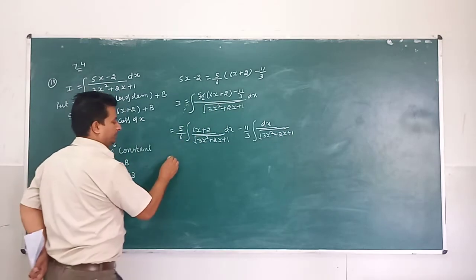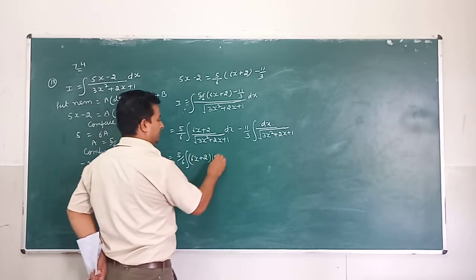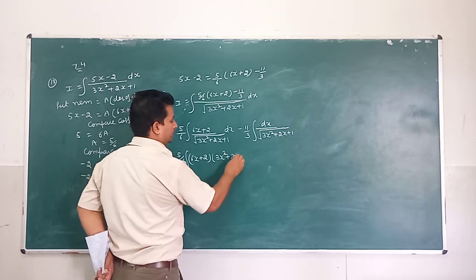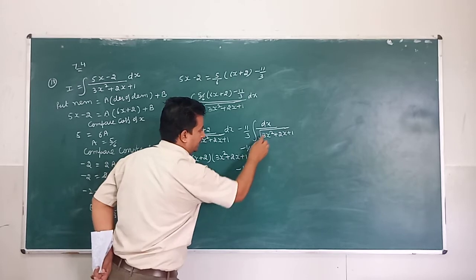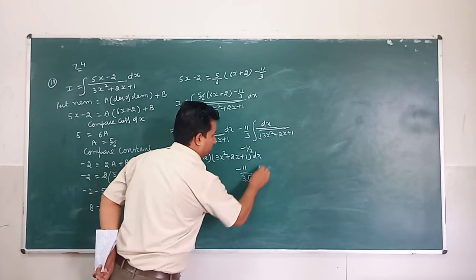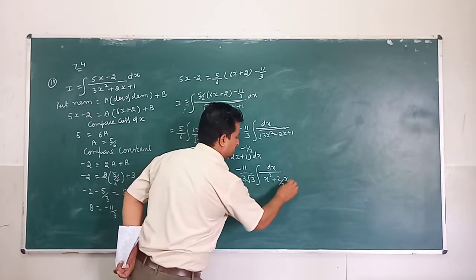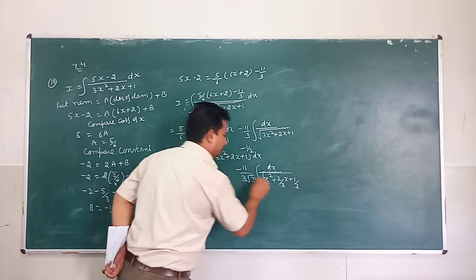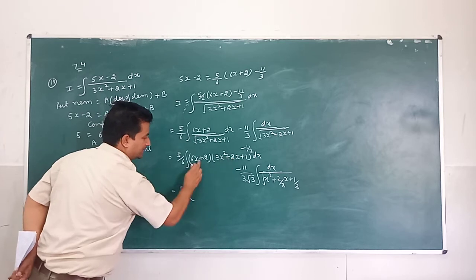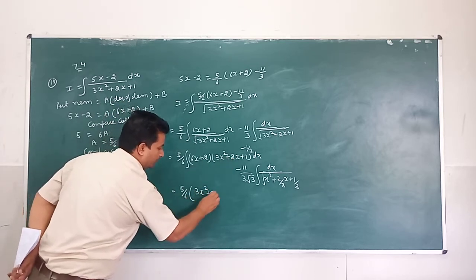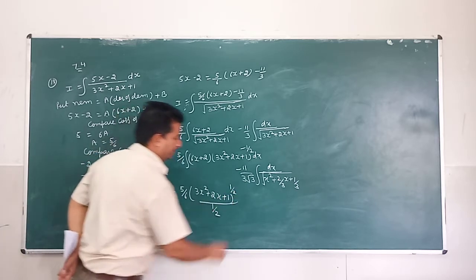So we write it as (6x plus 2) times (3x square plus 2x plus 1) to the power minus half dx, and take this root 3 outside, so this is x square plus 2/3 x plus 1/3. The first part is of the form f dash x times f x to a power, so add 1 to the power and divide by the same.